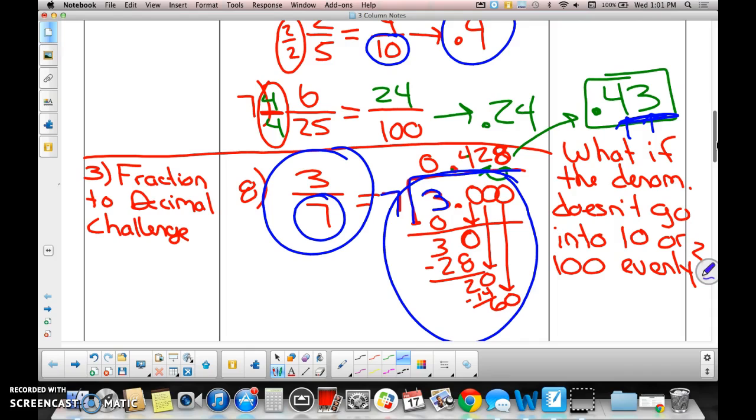Okay, you got that? Yes. So 3/7 is not exactly 43 hundredths, it's approximately 43 hundredths because we rounded. Got it? Yeah. Any questions or anything we should do?